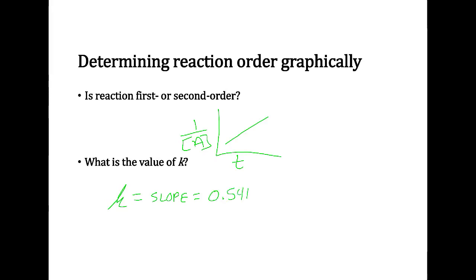0.541 per molarity per second. And you could get that by just finding the slope of this line. And you can do that with your calculator or in a spreadsheet.